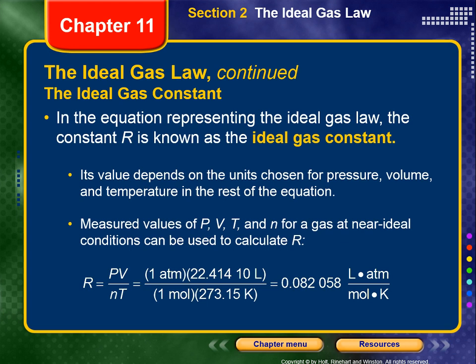Okay, so measured values for P, V, and T, right? Pressure, volume, and temperature, and N, number of moles of gas, at near ideal conditions can be used to calculate R. And so notice that we are using very specific units here. At ideal conditions, right? STP, 1 atmosphere, right?